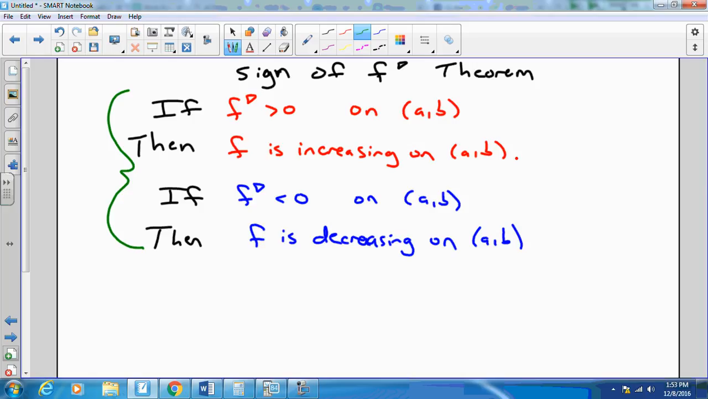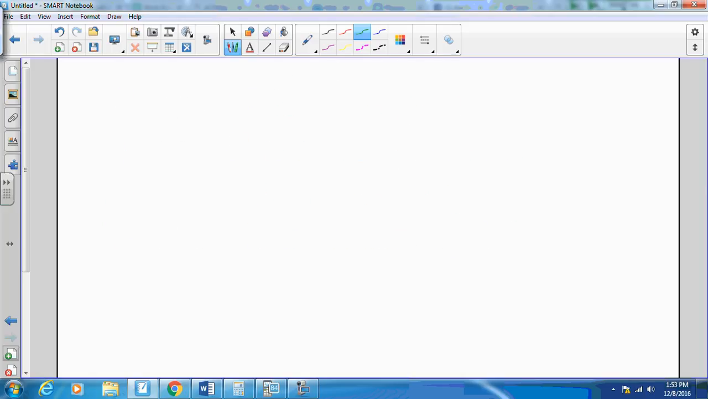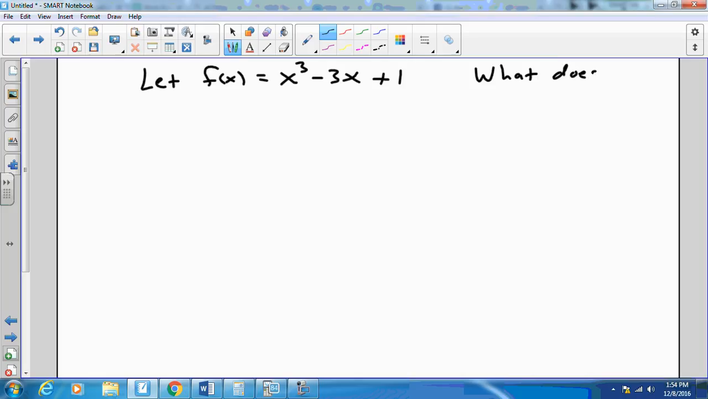Okay. Now let's actually see how this tool is very useful for us. I want to consider this function. Let f of x equal x cubed minus 3x plus 1. And I'm going to ask a simple question. What does the graph look like? Now, you might have some idea of what the graph should look like because you might recognize the family of functions that we're talking about here. Okay. So that's cool. But let's say you don't.